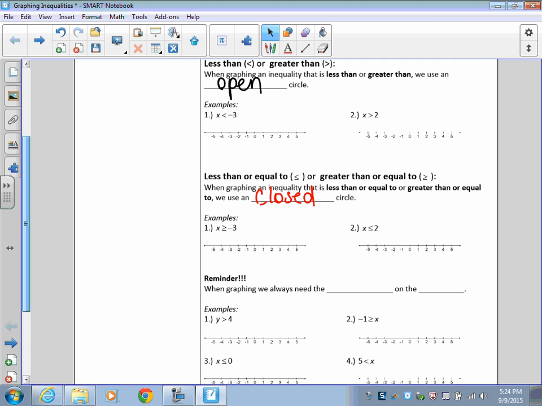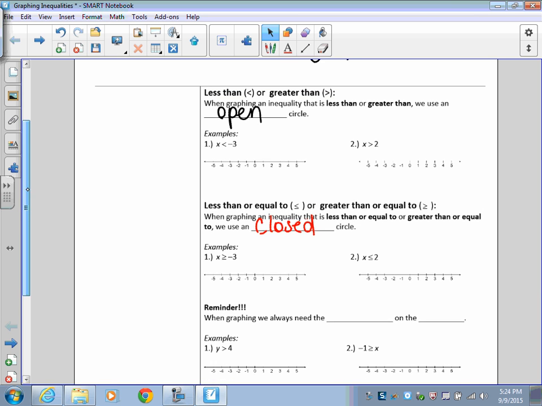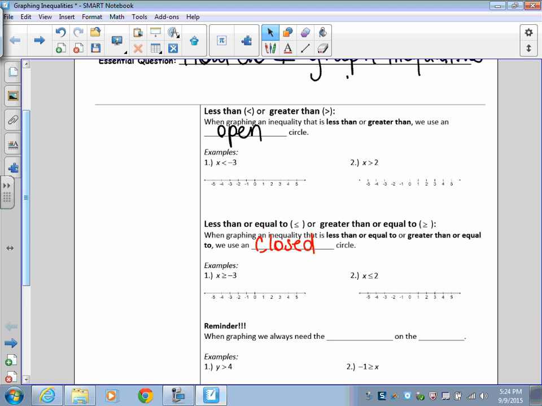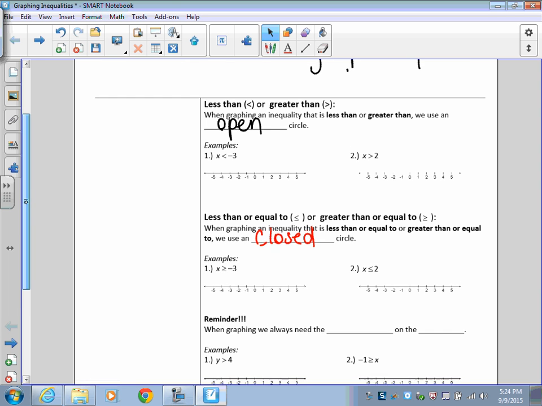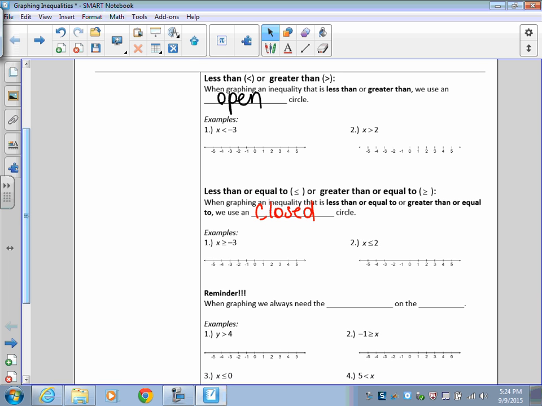Ladies and gentlemen, the difference between an open and a closed circle is this. If you look on the top, you see where it says less than or greater than. In parentheses, you have a less than or greater than sign. Because you have no line on the bottom, that's an open circle. We drop back down. We have a less than or equal to sign and then a greater than or equal to sign. Those two signs in parentheses, notice that you have a line on the bottom. When you have a line on the bottom, your circle is closed.